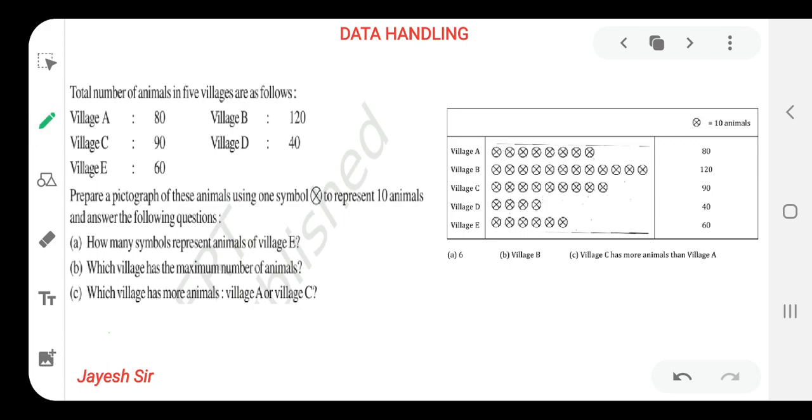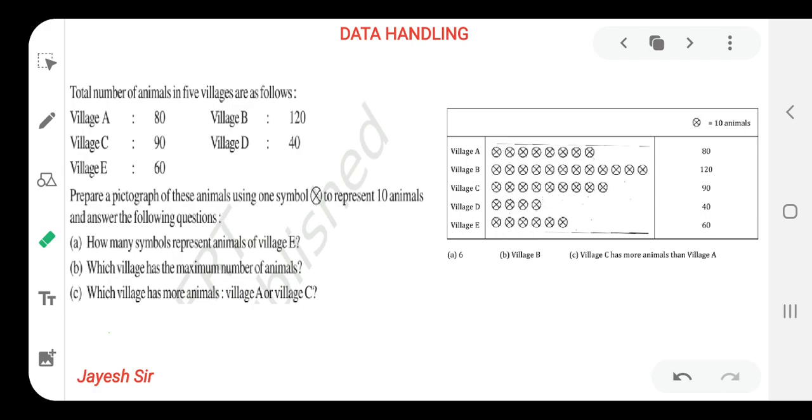Now for village E, 60 divided by 10 results in 6, so 6 symbols would be there. Let us count: 1 2 3 4 5 6. Yes, 6 symbols are there, so the pictograph drawn over here is correct. After drawing the pictograph, what are we going to do? We need to solve the questions given below.